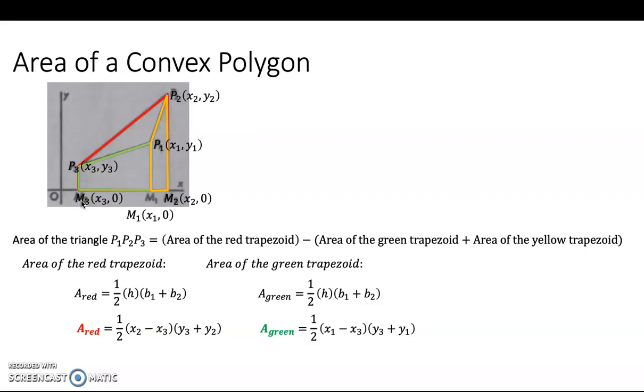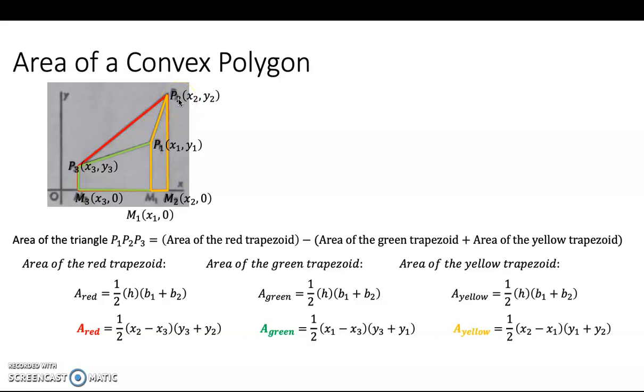Okay, last, we have the yellow trapezoid. The yellow trapezoid has a height of M1, M2, and bases P1, M1, and P2, M2. So for the height, we will have M2 minus M1, so that's x sub 2 minus x sub 1. For the first base, we have y sub 1, and for the other base, y sub 2. So the area would be 1/2 times the quantity x sub 2 minus x sub 1 times the quantity y sub 1 plus y sub 2.